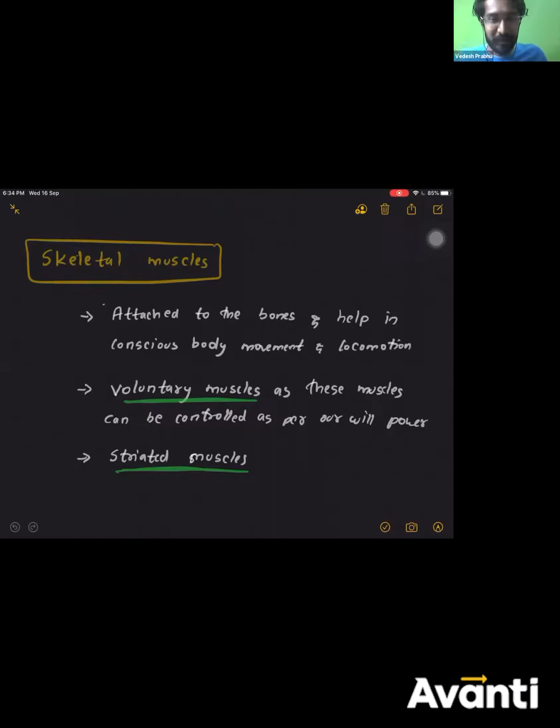Okay, so hence it is also considered as the voluntary muscles. Next, the third point we wrote is the striated muscles. Why are skeletal muscles also considered striated muscles?